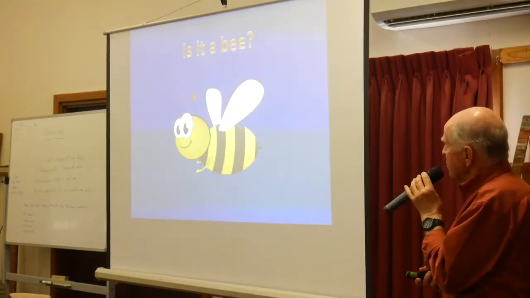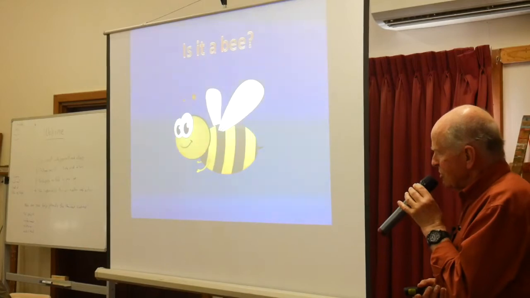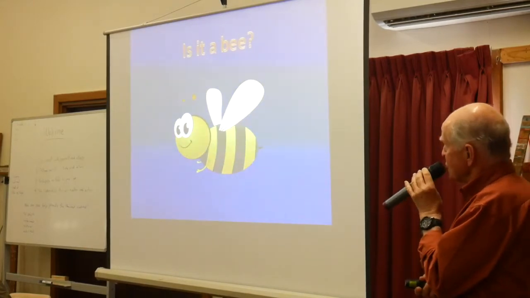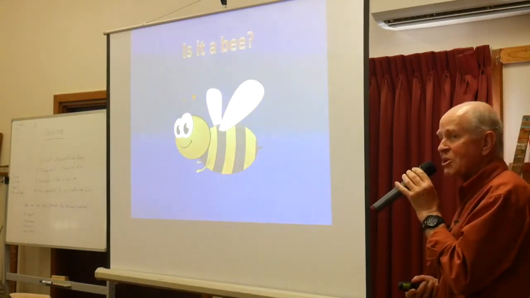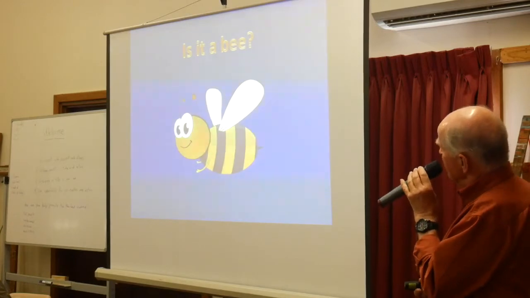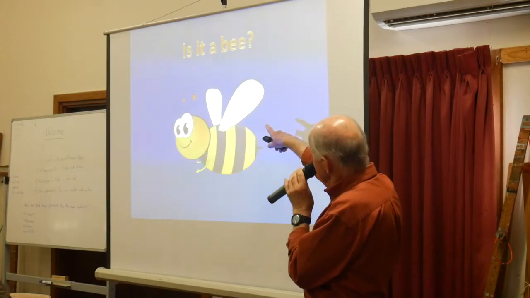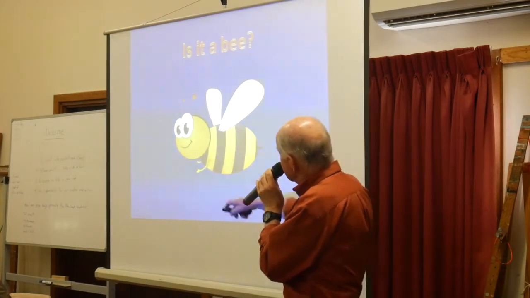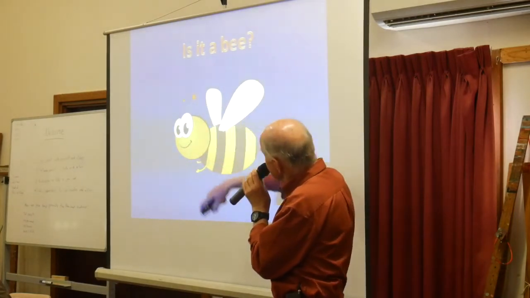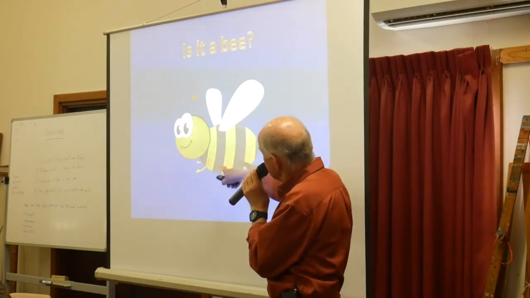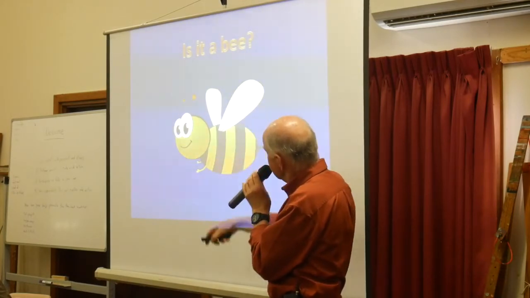So, if we're going to do a bee identification, we first need to ask, is the insect I'm dealing with a bee? Well, I note here that it's only got 2 wings. It doesn't have a proboscis, it doesn't have elbowed antennae, and only one pair of legs. No, that's not a bee.